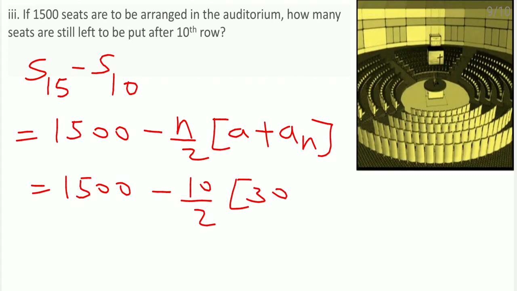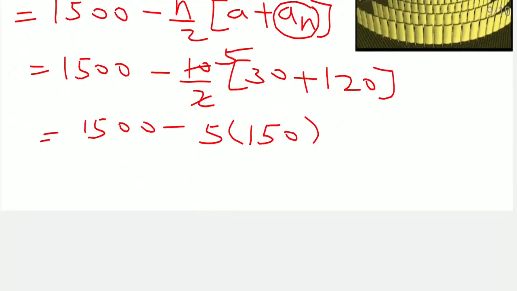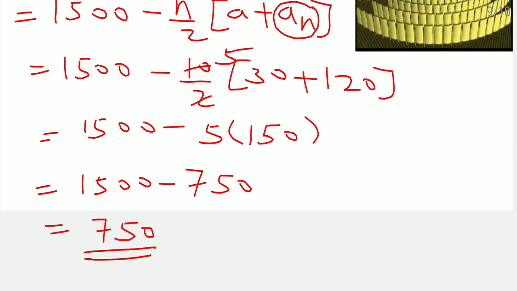In the first row, how many were there? 30 seats were there. In the last row, that means 10th row, A10. A10 just now we found in the previous one. So what was that? 120. So it comes as 2 ones are. This is 5 here. This is 1500 minus 5 in the bracket. What is that? 150. Now here 1500 minus 750, which comes as 750. So after 10th row, there are 750 seats between 10th row and 15th row.